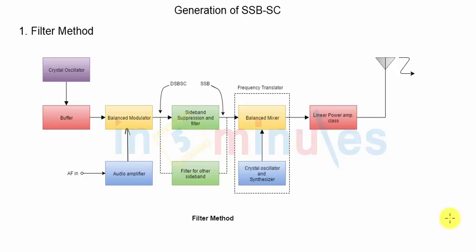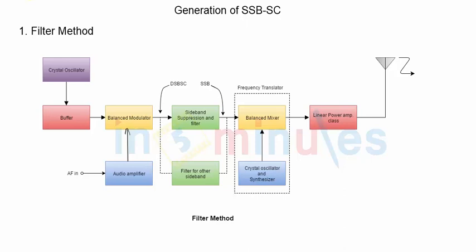We are now going to discuss the modified block diagram of the filter method. Please remember that our aim is to generate single sideband suppressed carrier, which can only be done from double sideband suppressed carrier. The problem that we faced earlier is that we have to design the filter at high frequencies with a very large quality factor. We will still design a filter with a large quality factor, but the design of the filter will be done at low frequency.